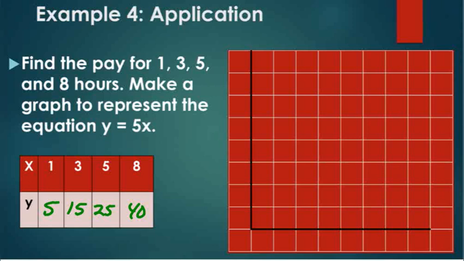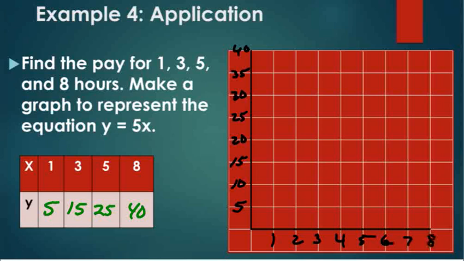You notice I don't have numbers on my graph because we have to determine what to count by. So I know my y's are really counted by 5s. So we can count these all by 5. So 5, 10, 15, 20, 25, 30, 35, and this would be 40. And on the bottom here, I can count by 1s. 1, 2, 3, 4, 5, 6, 7, and 8. And now let's plot our points.